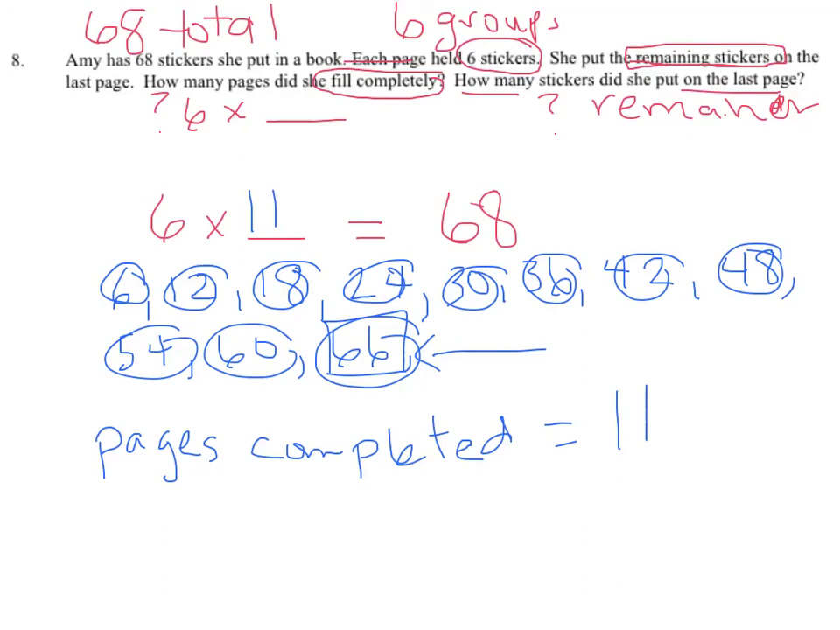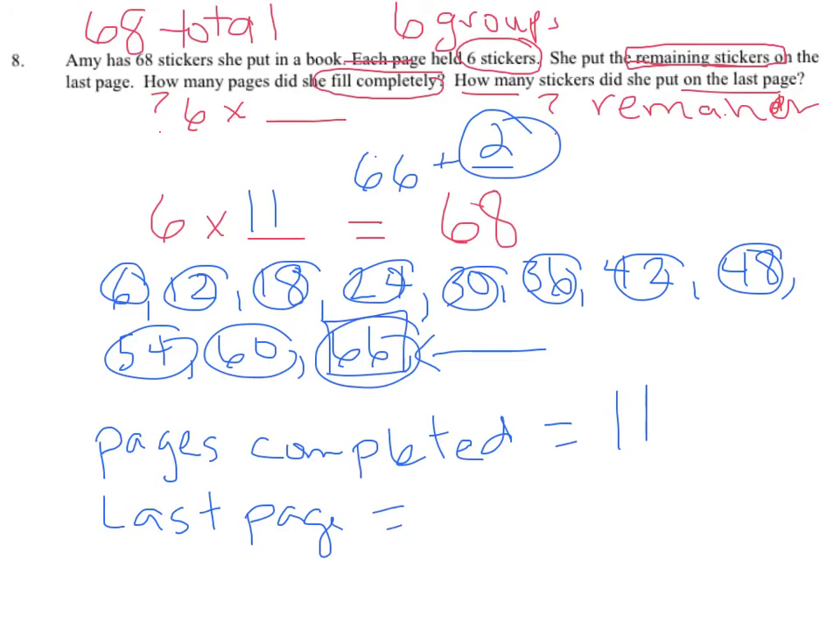Now, how many did she put on the last page? Well, I know that if 6 times 11 equals 66, how many would I have to add to 66 to get to 68? 2. So how many do I have left over? I have 2. So how many stickers did she put on the last page? The last page equaled 2 stickers. And I probably need to go and label this 11 as pages. So let me go ahead and do that.